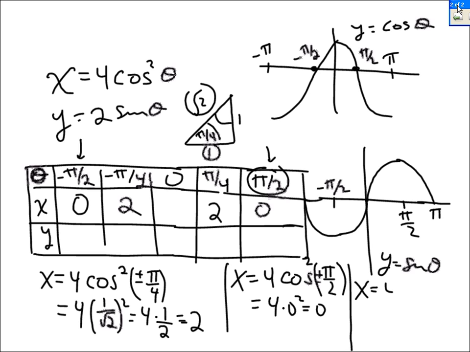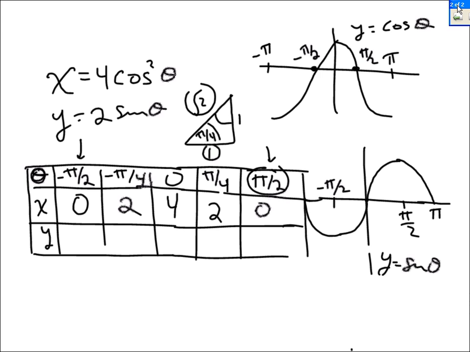Okay, now let's do it when theta is 0. x is equal to 4 times cosine of 0 squared. Cosine of 0 is 1. So you square the 1, you get 4 times 1, or 4. Okay, so we now have all the x values for those handful of given thetas. So now let us go back and find the y values.